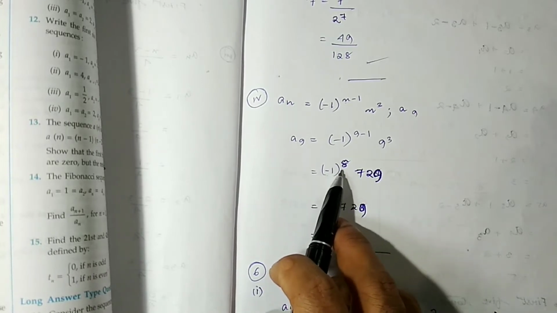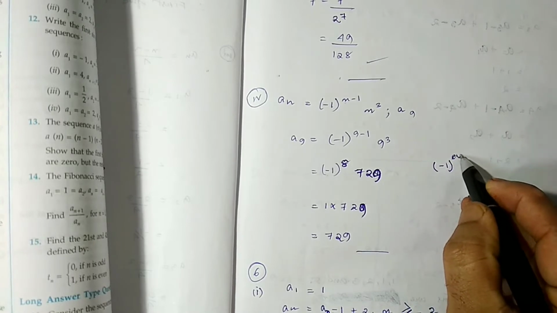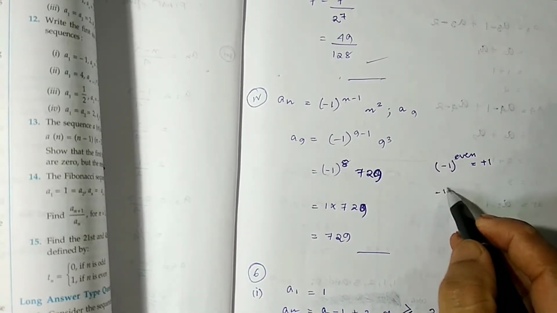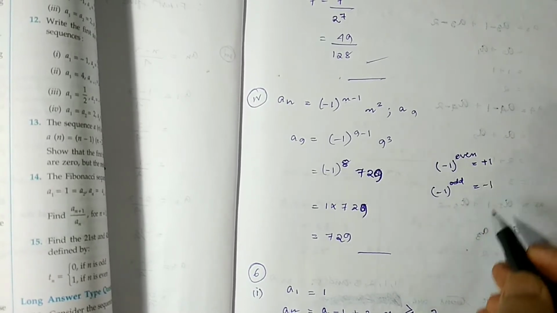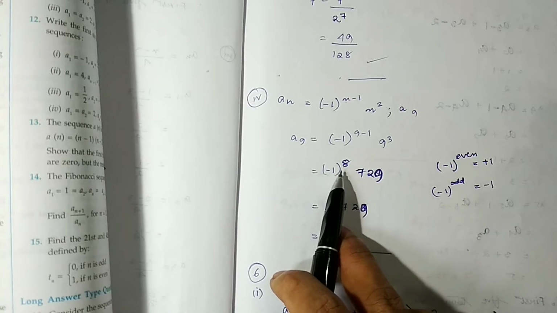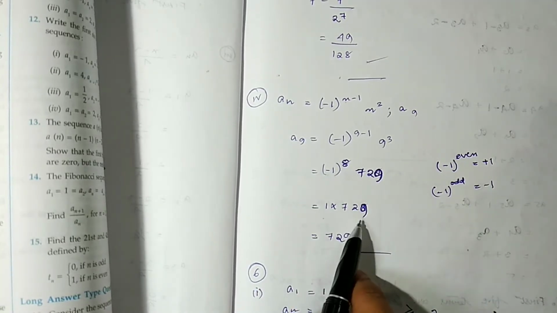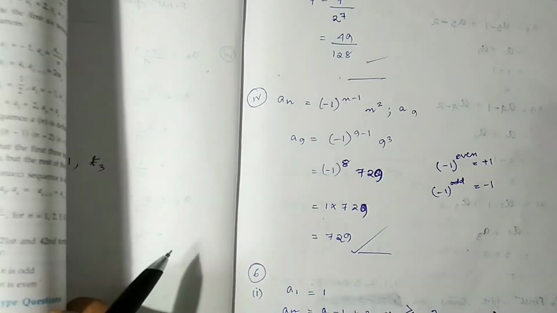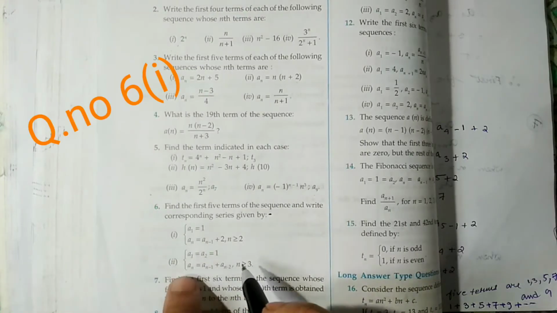Now minus 1 to the power 8. Remember that minus 1 to the power any even number gives plus 1, and minus 1 to the power any odd number will be minus 1. Since 8 is an even number, minus 1 to the power 8 will be 1 into 729. So the answer is 729. I hope you are understanding this. These sums are quite simple. Now let me show question number 6.